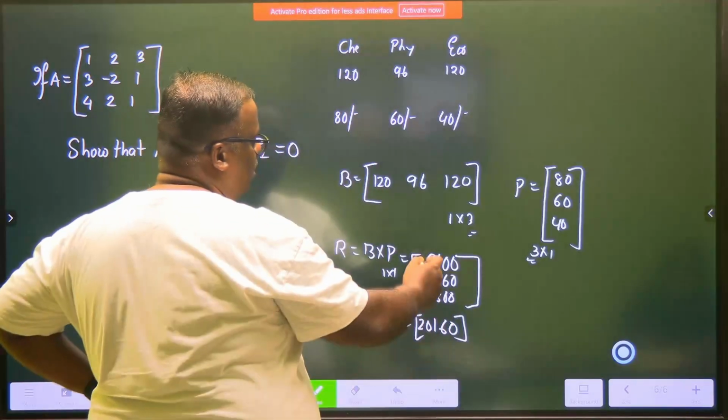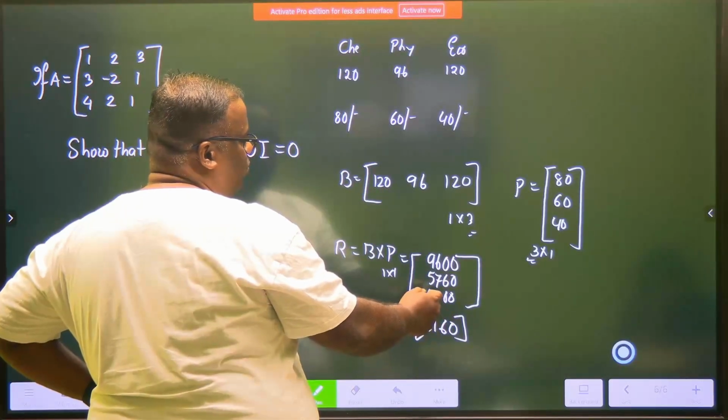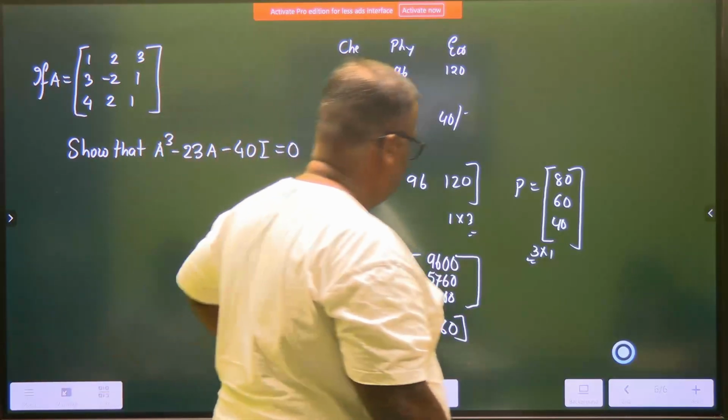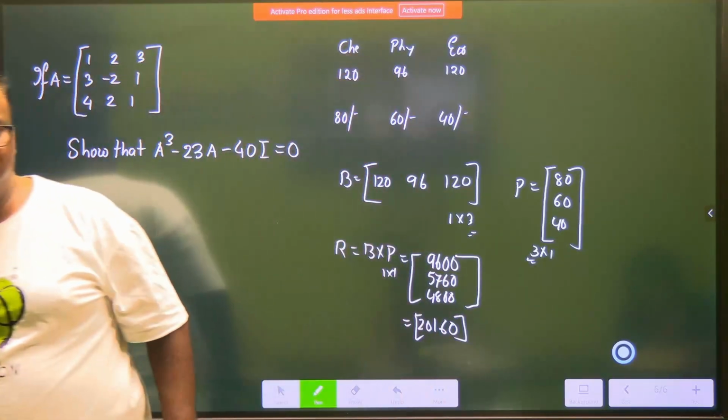8 plus 6 is 14. 14 plus 7, 21. 1, 2 carry over. 2 and 4, 6. 6 and 5, 11 plus 9, 20. 20,160 rupees you will be getting.